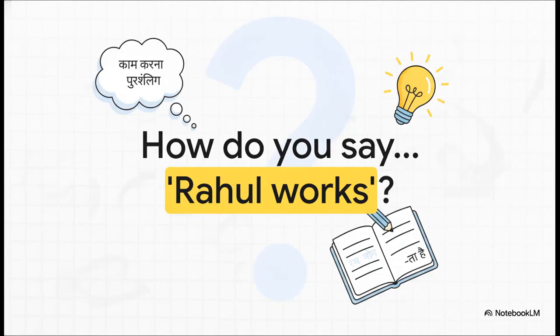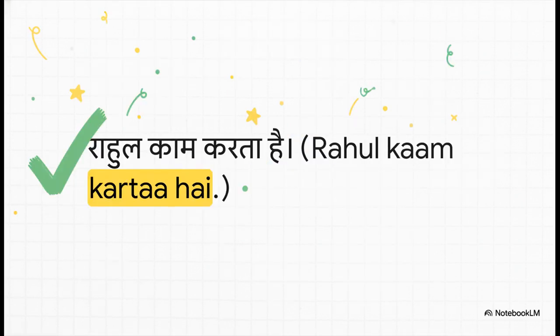How would you say Rahul works? Just remember, the verb for work is काम करना, and Rahul is masculine. I'll give you a few seconds. So, did you get it? The correct answer is Rahul काम करता है. We use करता है because Rahul is masculine. Fantastic job if you got that right.